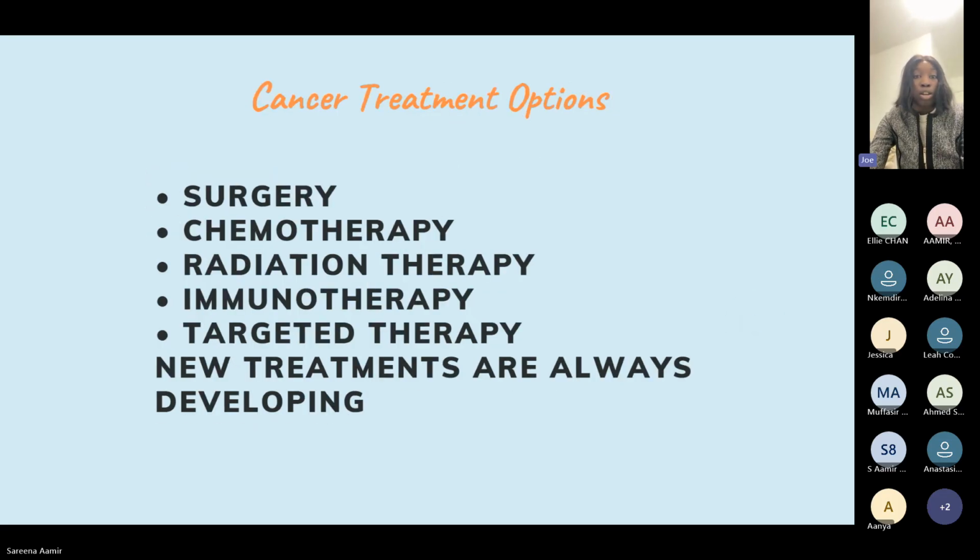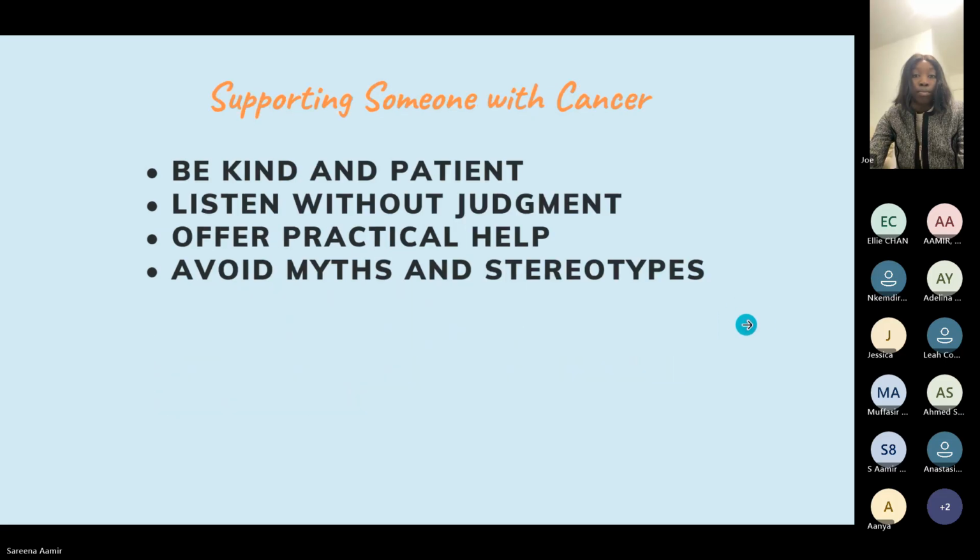So some cancer treatment options include surgery, chemotherapy, radiation therapy, immunotherapy, targeted therapy. However, there are new treatments that are always developing. For example, there's a treatment where they actually have targeted cells that come in and actually kill cancer cells. They figured out that some cells have specific receptors on them, so those cells are then killed by those new cells that they introduce into the body.